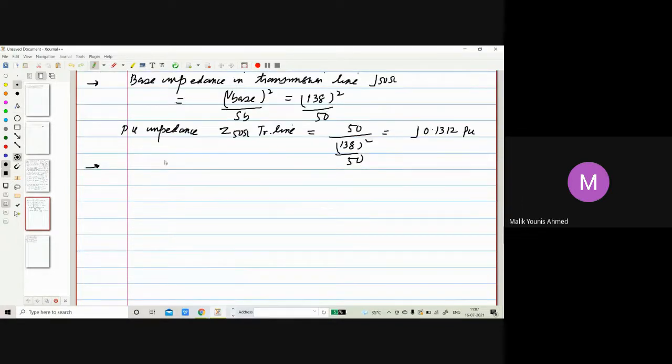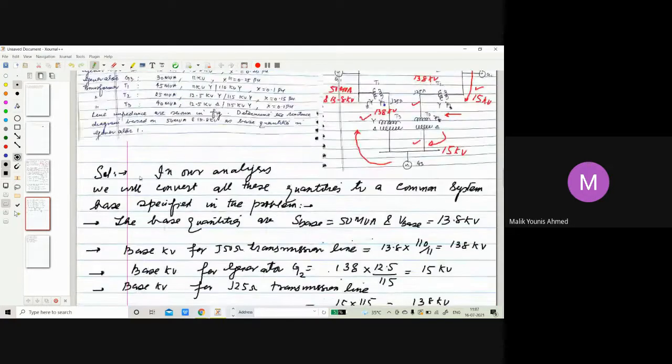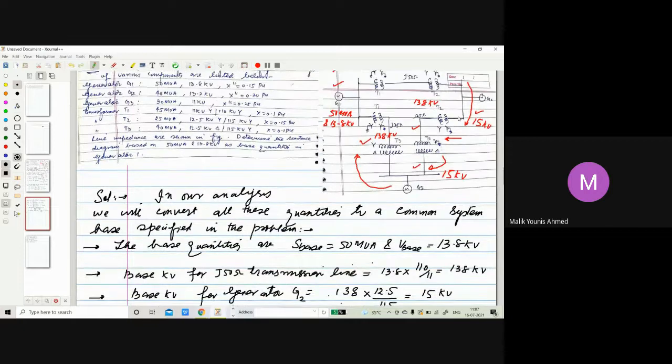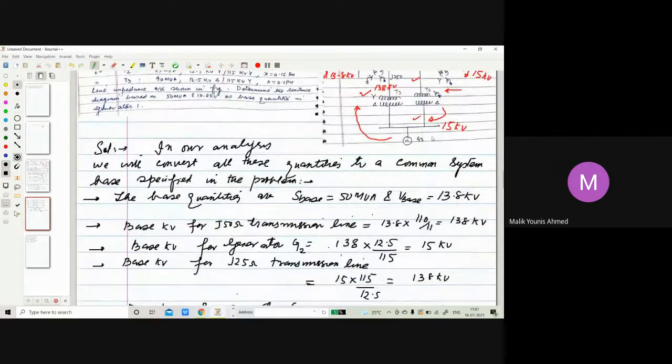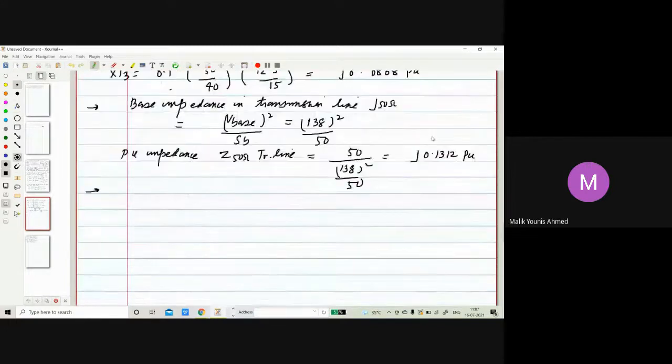Now, per unit value. First we'll find the base impedance of the J25 transmission line. You can have a look here, J25 is here somewhere. The base value in this case is 138 kV, divided by the base MVA. The base value will be the same in transmission lines.